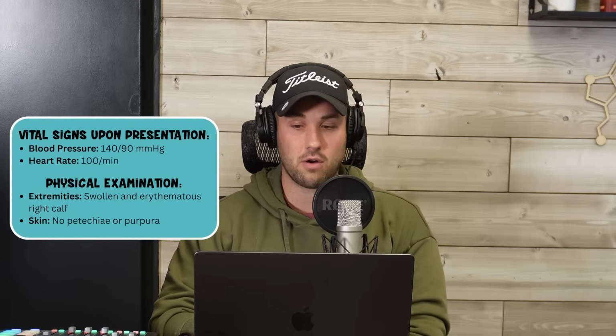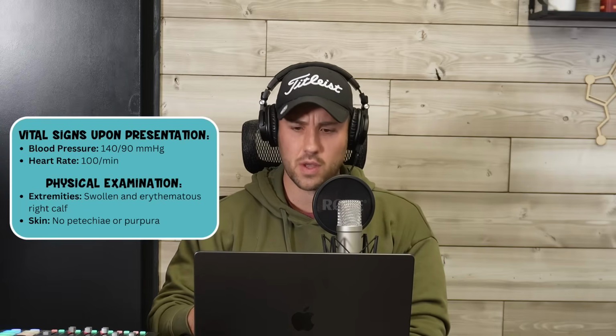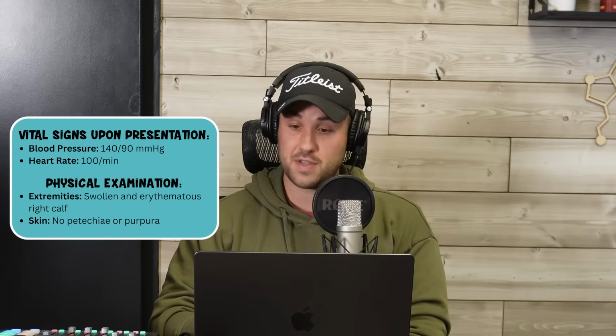For her exam, her vitals, BP is 140/90 and a heart rate of 100. For her extremities, we note swollen and erythematous right calf. For her skin, there is no petechiae or purpura. We do some lab findings. We get back a platelet count of 90,000. Our coagulation studies, we have a prolonged PTT. And for our antiphospholipid antibodies, we have positive lupus anticoagulant and anti-cardiolipin antibodies.